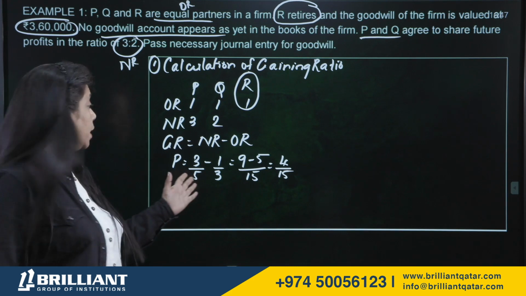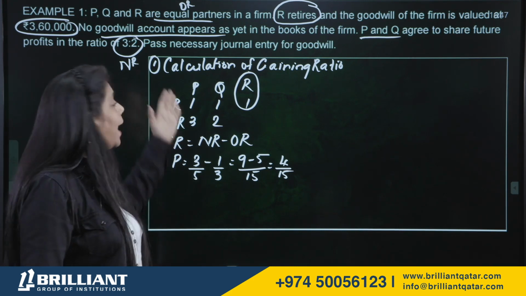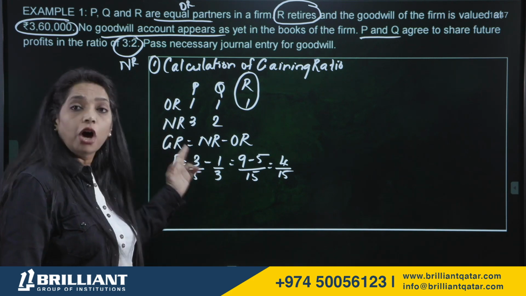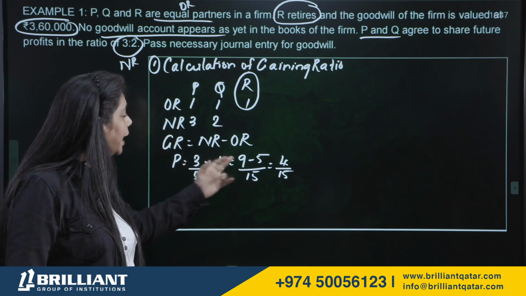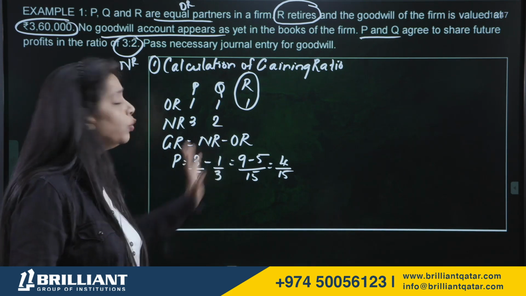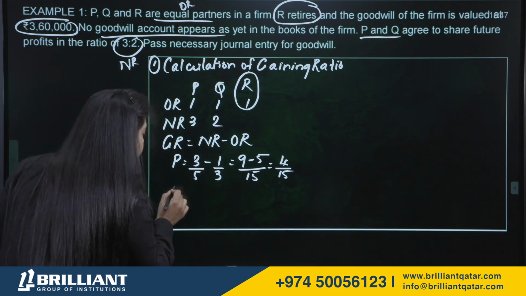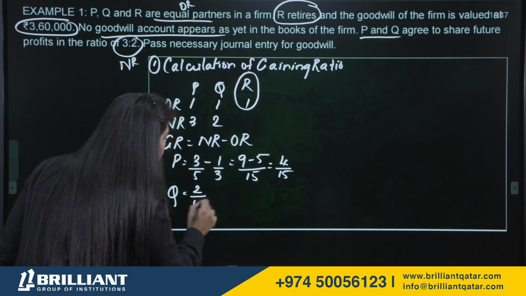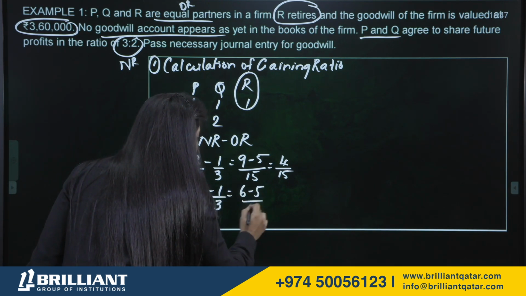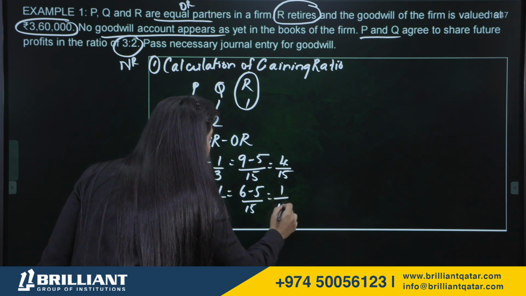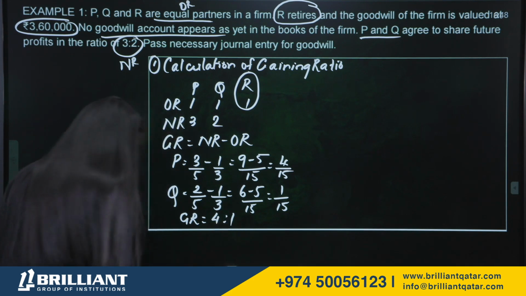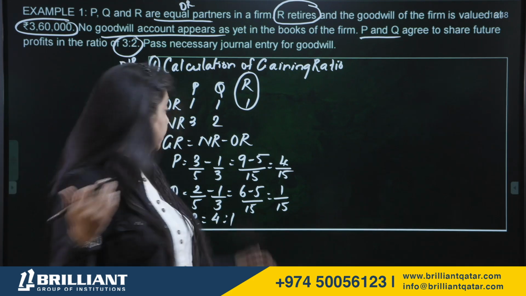So in case of P, the new ratio is 3/5 and the old ratio is 1/3. So 3/5 minus 1/3, you cross multiply this, 3 into 3, that's 9, and 5 into 1 is 5. So 9 minus 5 divided by the LCM 15, you get 4/15. In case of Q, it is 2/5 minus 1/3, which is equal to 6 minus 5 divided by 15, which is equal to 1/15. So the gaining ratio that you have is 4:1. Is this much part clear to you? I hope this is clear.